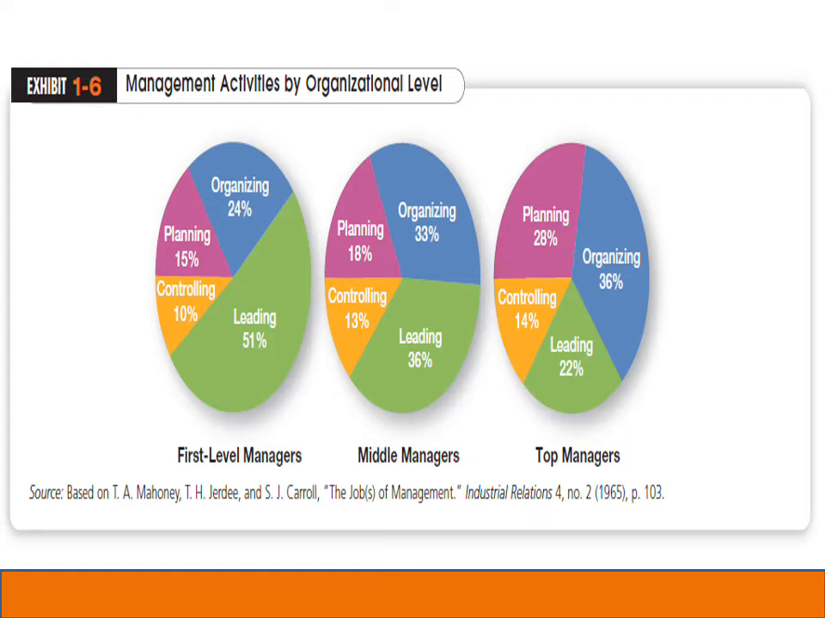The first here is the top manager. Top managers do more organizing, about 36%, then planning, then leading. The last one, the smallest number, is controlling. Middle managers do more leading, then organizing, then planning, then controlling. However, first line managers spend more than half of their activities on leading, about 51%. Then 24% of first line managers' activity is organizing, then planning, and the last one is controlling.